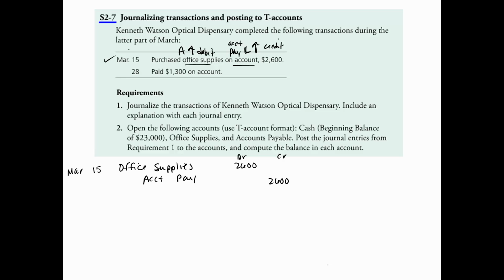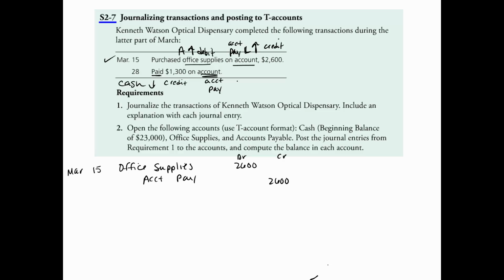The second one, I paid $1,300 on account. As soon as I see paid, I know that there's cash and it's going down. Cash is an asset, so if it's going down, that's going to be my credit. And what did I pay it on? I paid it on that money that I owed. I paid it on my accounts payable.